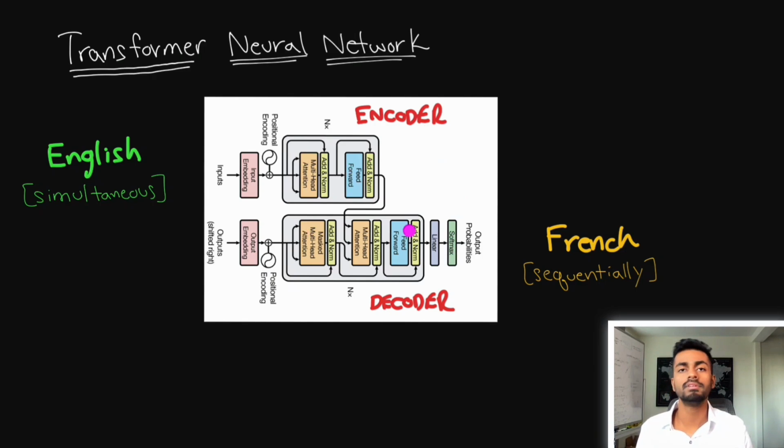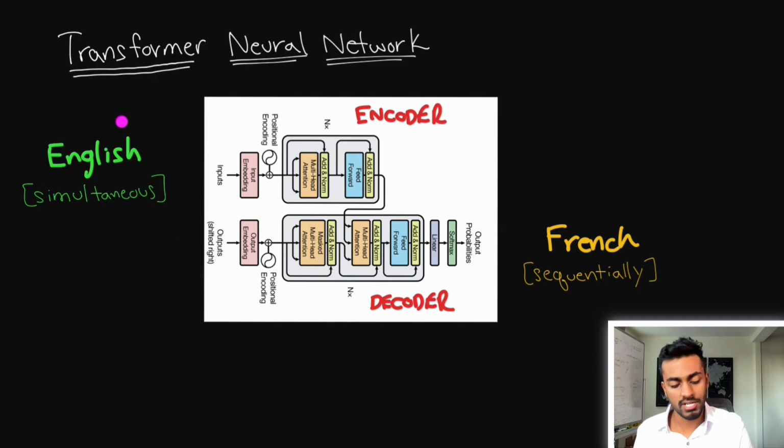So in order to do a translation from English to French, it will take all the words of the English sentence simultaneously. It'll generate word vectors for every word simultaneously. These word vectors will then be passed into the decoder. And then the decoder will generate the French translation one word at a time. And every time one word is generated, it's provided as context to the decoder itself.